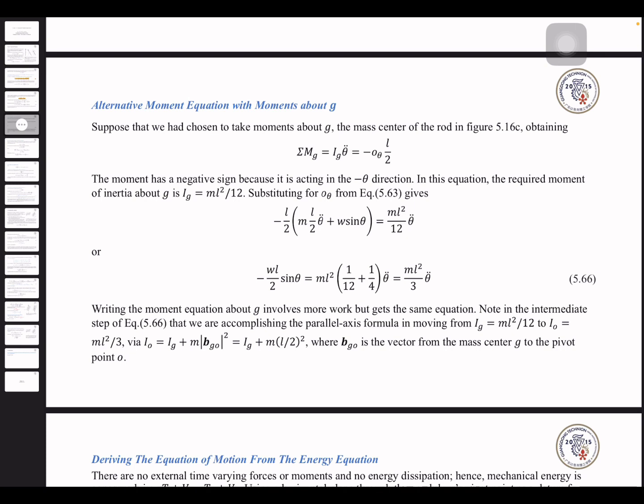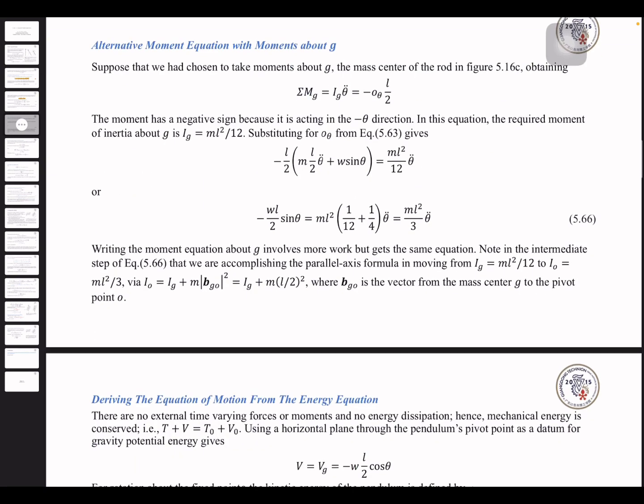Substituting for theta double dot from equation 5.63, we get such equations. So this shows you how to get the required moment of inertia. Or W L over 2 sine theta will equal m L squared times 1 over 12 plus 1 over 4 theta double dot, which equals m L squared over 3 theta double dot.